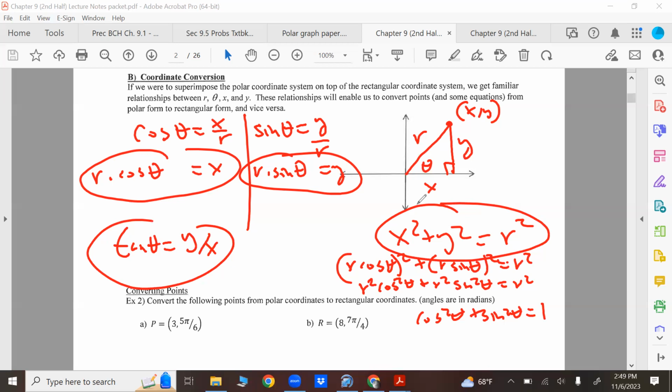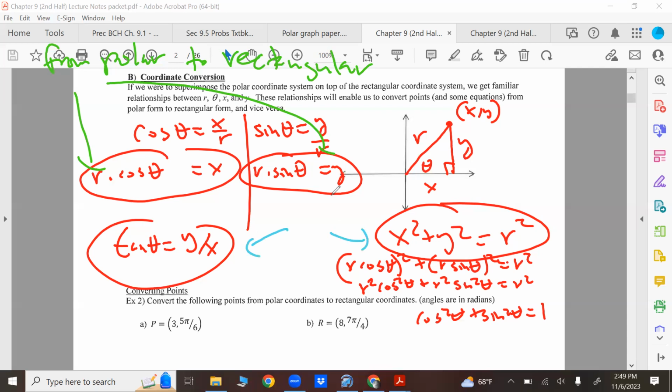So I probably should label this. To go from polar to rectangular, rectangular is x and y, just so you know, you'd use these two. And you'd use these to go from rectangular to polar. When you have y over x, just take the inverse tan of it and you get your angle. You kind of know what the angle would be depending on which quadrant you're in. So let's do some conversions right now.